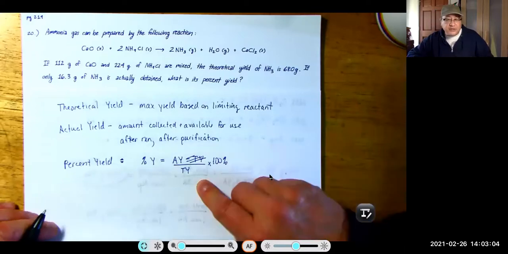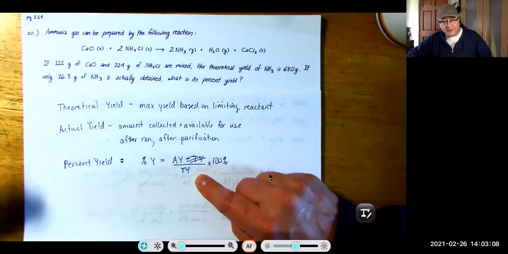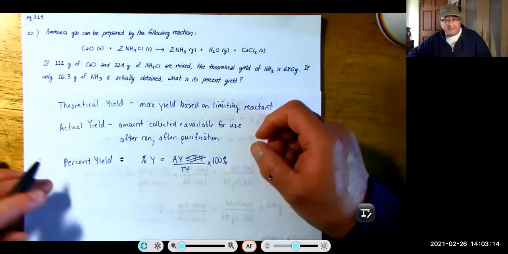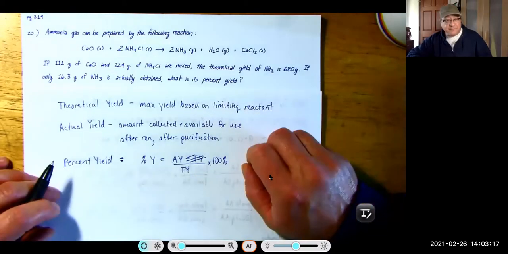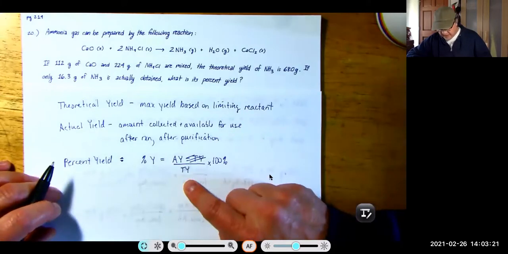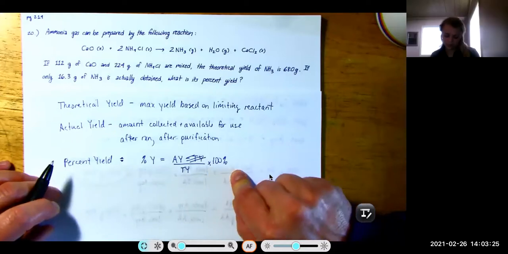So if your actual yield is 100 grams and your theoretical yield is 100 grams, that's 1, right? Times 100%, that's 100% yield. That makes sense, right? If you only get 50 grams, but you could have got 100, 50 over 100 is a half. Half times 100 is 50%. So this is how this works.